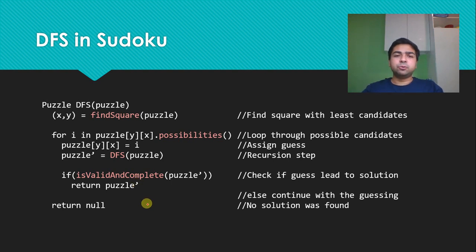So, DFS in Sudoku. Simply put, using DFS in Sudoku means iterating through all the possible grids and finding the grids which satisfy all the constraints.